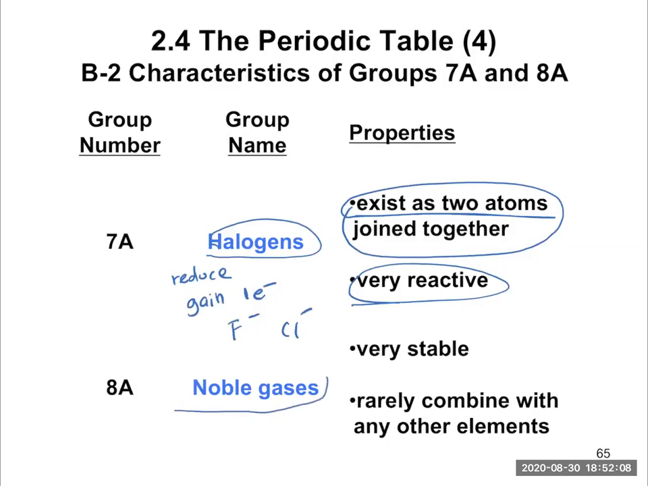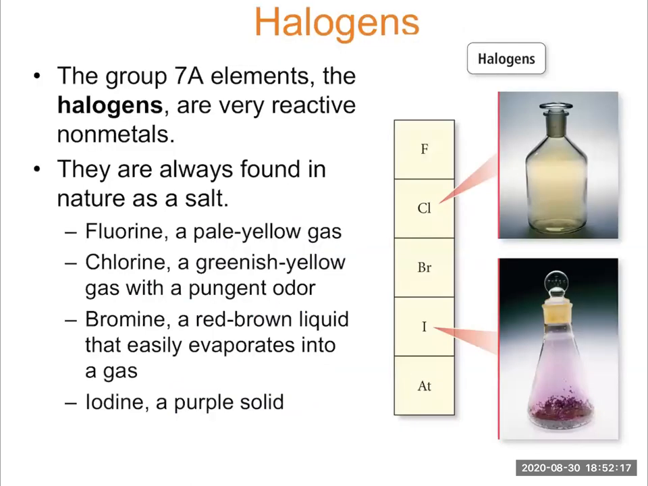Noble gases are really, really stable. They do not like to be with other elements. They're happy the way they are by themselves. So a little bit more on the halogens. They are very reactive. Remember, they like to be reduced. Fluorine, chlorine, bromine, iodine, and astatine. Fluorine is a pale yellow gas. Chlorine is a gas. Bromine is a liquid. Iodine is purple. You don't have to memorize this. It's just common knowledge for you.